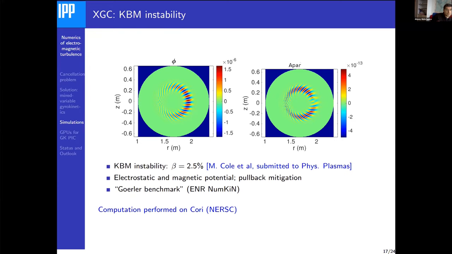Well, this example is a reduced mass ratio. A realistic mass ratio is also possible, this is not a problem, just more expensive. This case corresponds to what is known as the Gerler benchmark, a benchmark which has been performed within the enabling research Numkin project. Okay, this is coding computation.